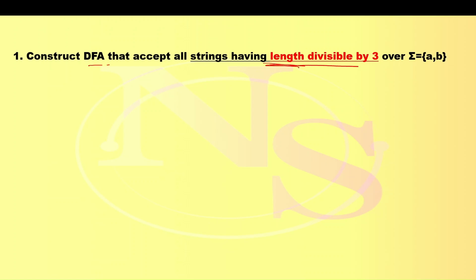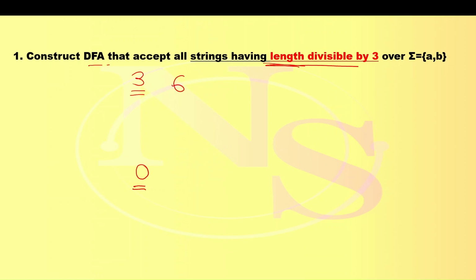So first write down the numbers divisible by 3. If any number is divisible by 3, it means what? If that number is divided by 3, we should get the remainder 0. So 3 divided by 3, we are getting remainder 0. If I write here 4, is this number divisible by 3? No, because 4 divided by 3, we are not getting remainder 0. So 4 is not divisible by 3. So I won't write here 4.